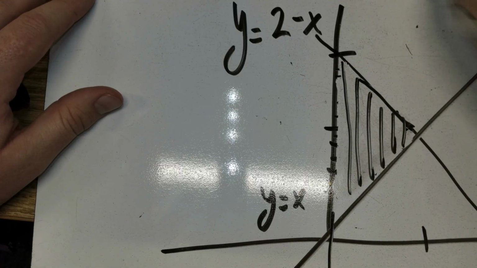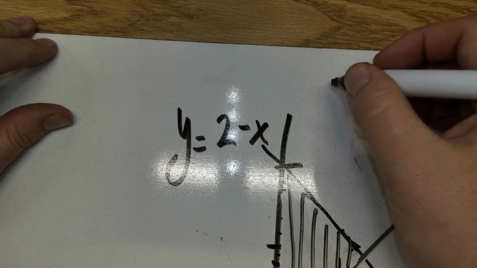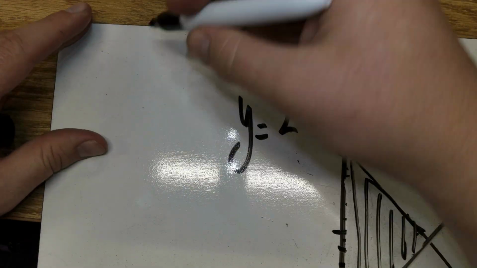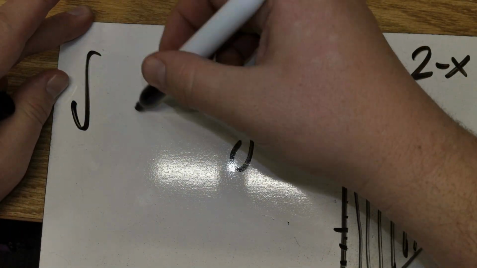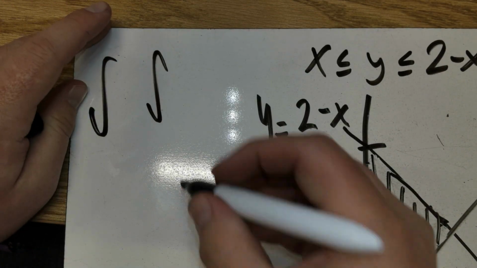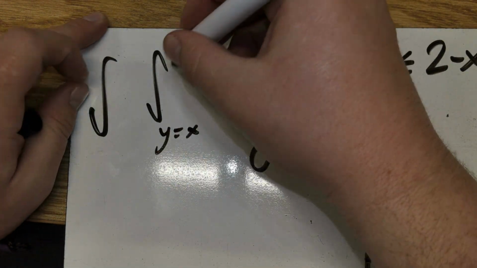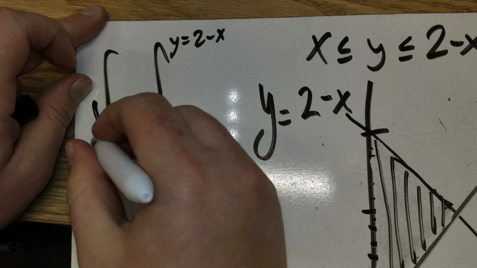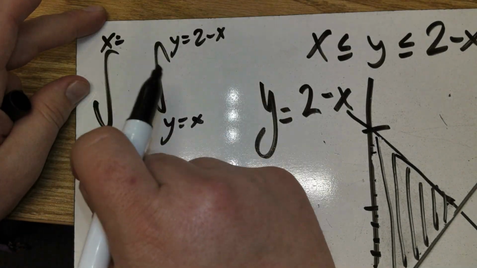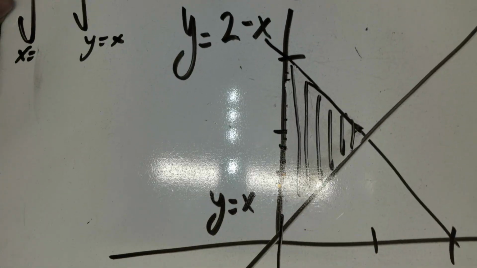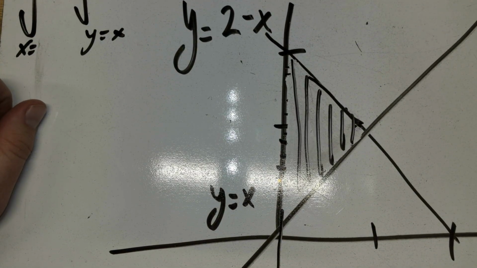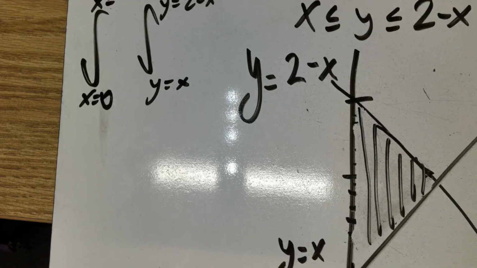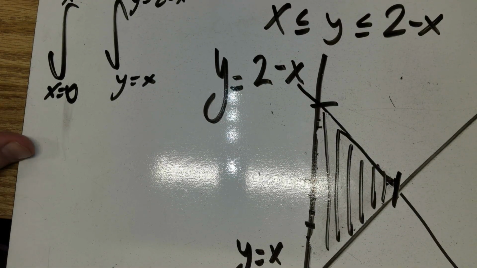So that means 2 minus x is my top, and plain x is my bottom. That means if I had my bounds on my integrals, my inner bound would be from y equals x to y equals 2 minus x. And then my outer bound, I notice it deals with x, and I have to set it between two constants. Well, I know the lower bound is what we found over here, that x equals 0. But the upper bound is this moment.